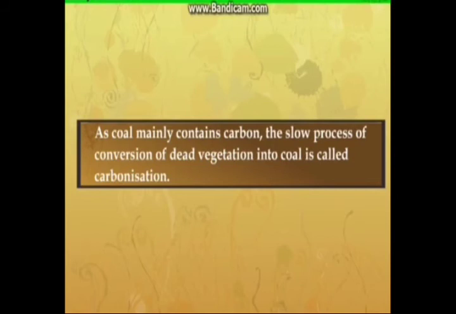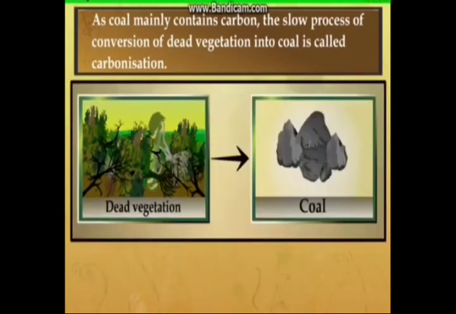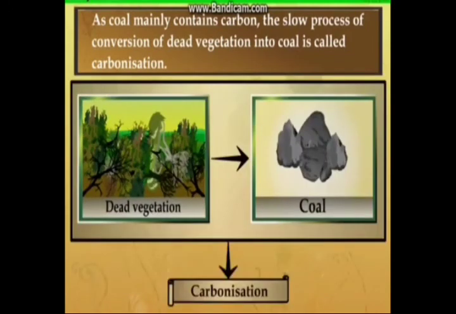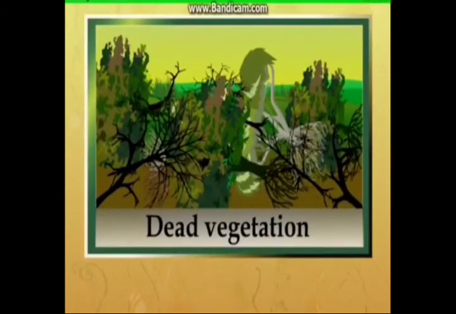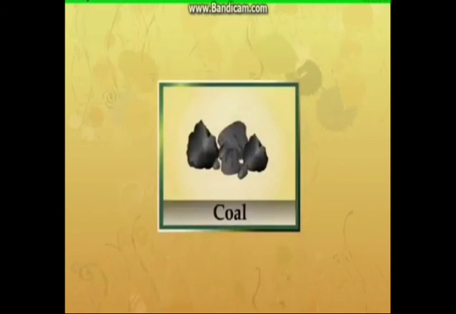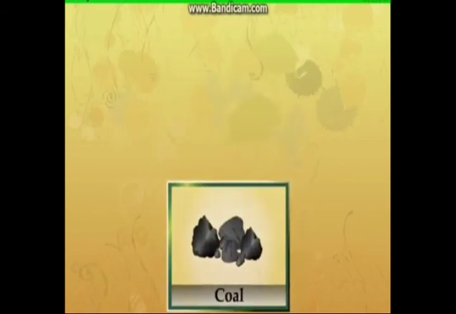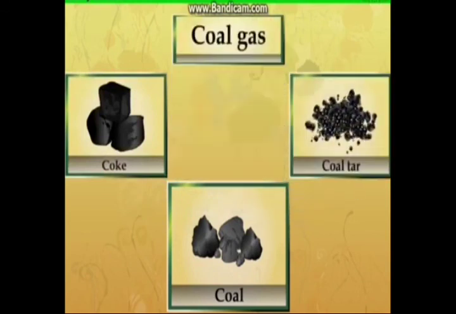Coal mainly contains carbon. The slow process of conversion of dead vegetation into coal is called carbonization. This is a very important process. Since it was formed from the remains of dead vegetation, it is called a fossil fuel. Coal is processed in industries to get products like coke, coal tar, coal gas, etc.